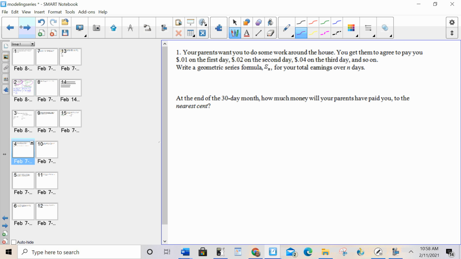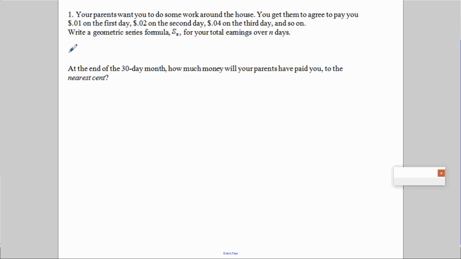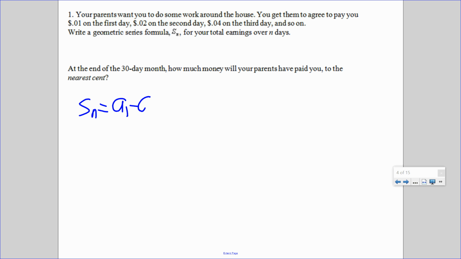So, your parents want you to do some work around the house. You get them to agree to pay you 1 cent on the first day, 2 cents on the second day, 4 cents on the third day, and so on. Write a geometric series formula, Sn, for your earnings. So again, unless it specifies otherwise, you are always going to use your explicit. So Sn equals A1 minus A1 r to the n over 1 minus r.